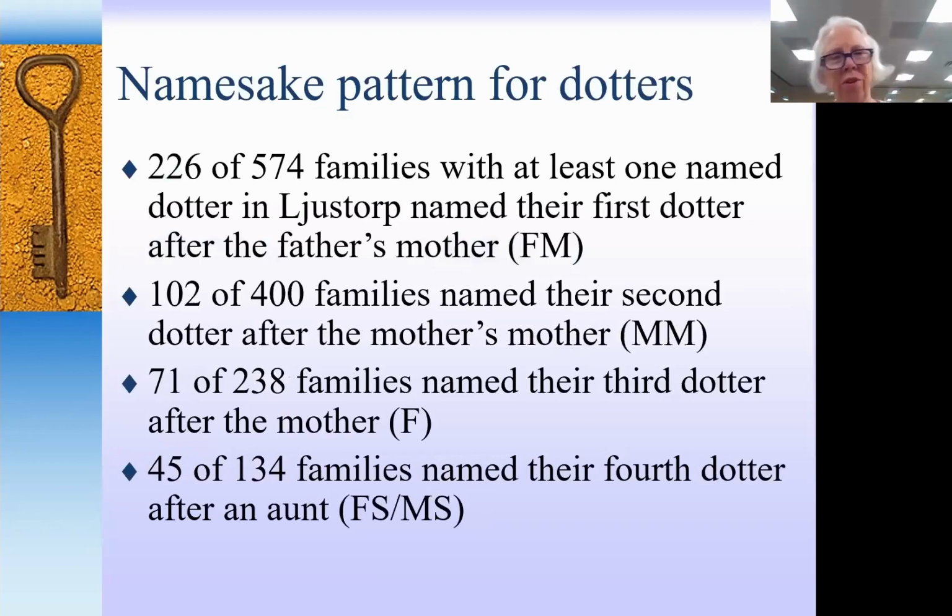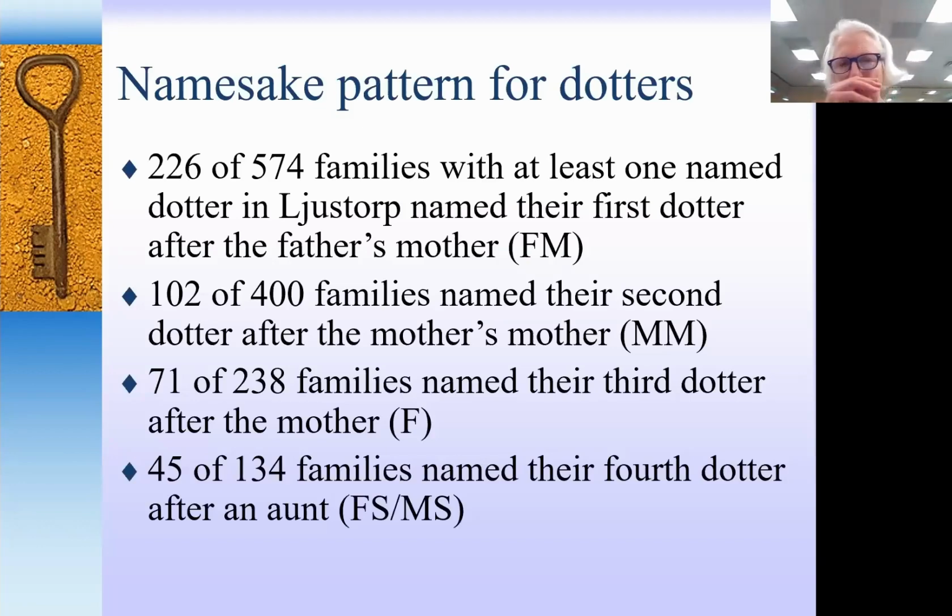And then for daughters, 226 of 574 families with at least one named daughter in Ljustorp named that first daughter after the father's mother. 102 out of 400 families named their second daughter after the mother's mother. 71 of 238 families named their third daughter after the mother. And 45 out of 134 families named their fourth daughter after an aunt.